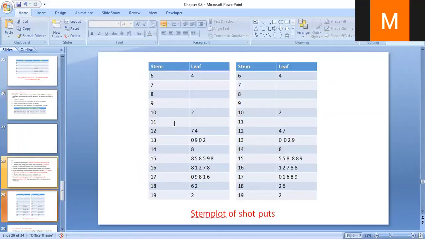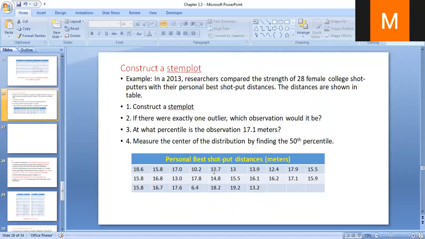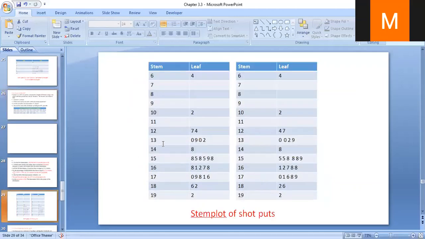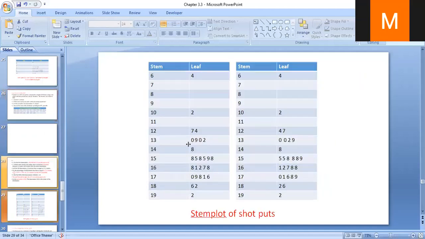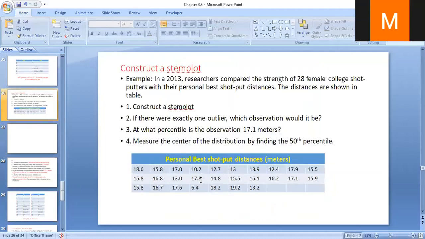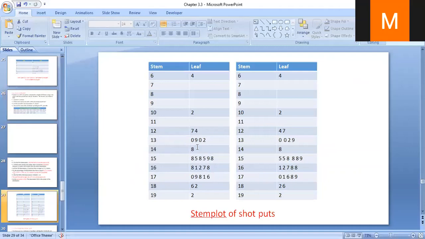And then 11 we don't have. And 12, you look here, number 12: 12.7, 12.4. And then 13, you look here: 13.9, 13.2, 13. And then you look, you pop and this one, 0.902. And 14, you look here, 14.8. And then you put here 14.8.